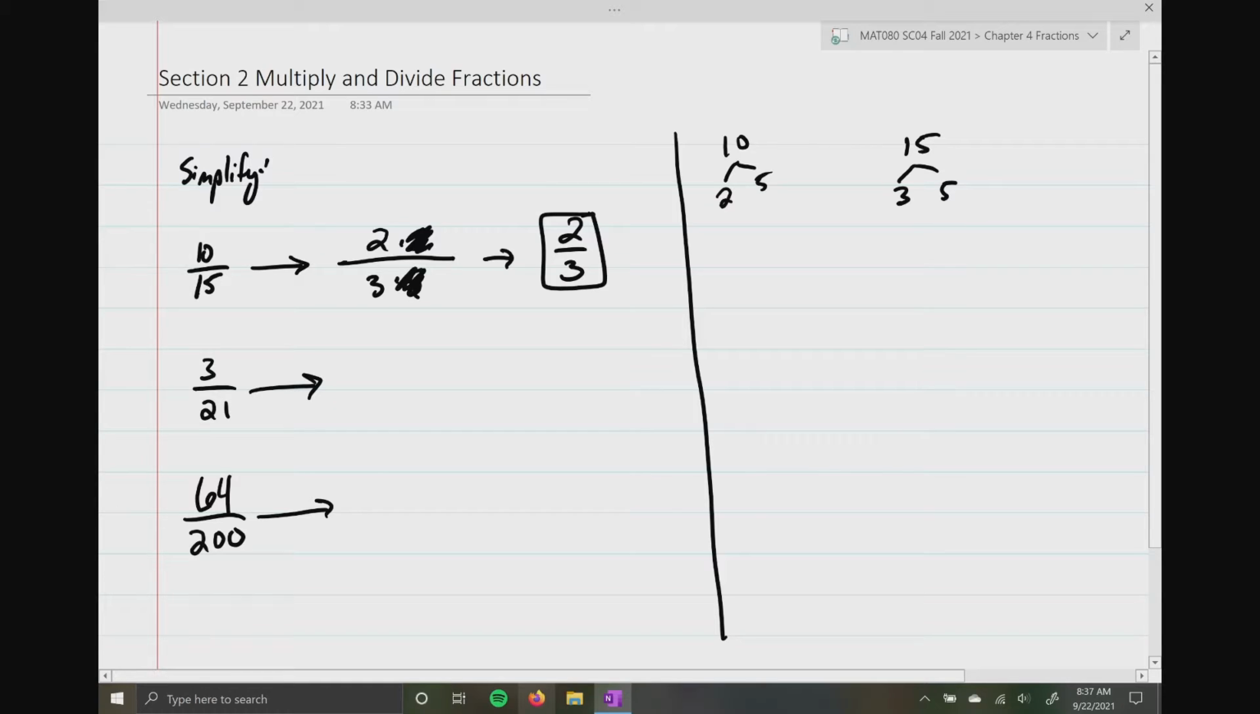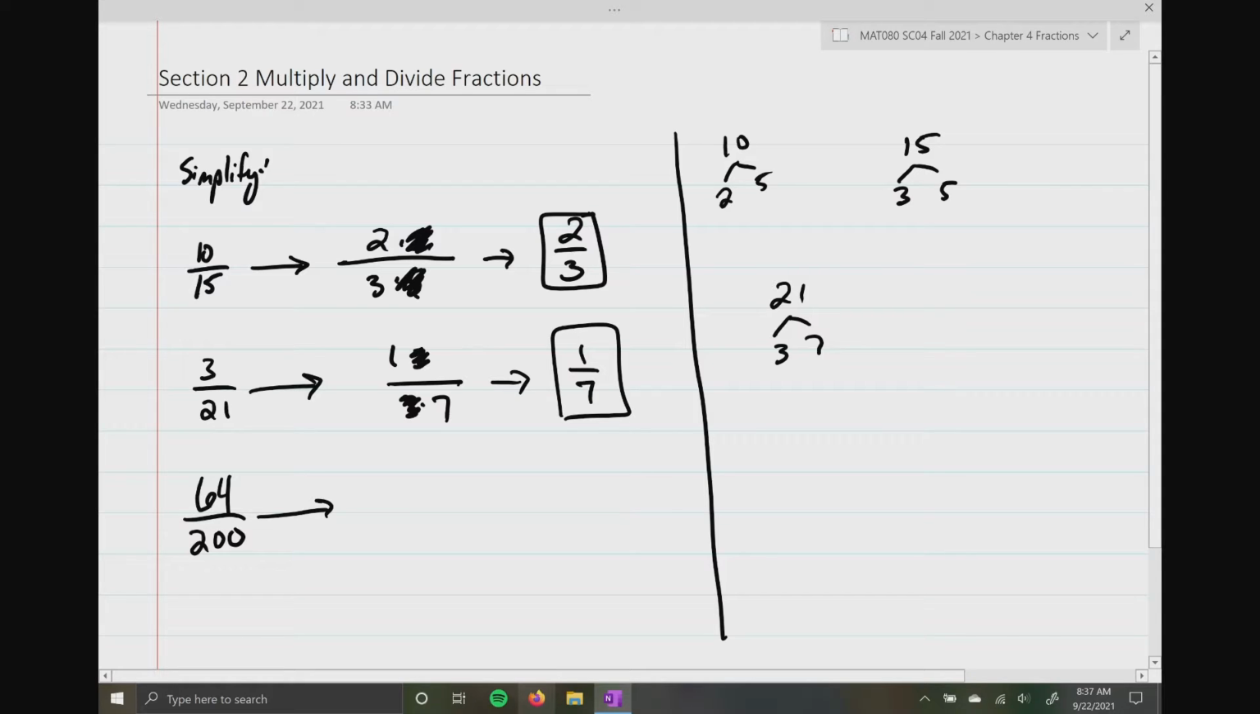Now I'm going to do 3 over 21. Well, 3 is prime. I don't have to worry about that. 21 is 3 times 7. So now I look in the numerator and denominator. I have a 3 at top and a 3 in the bottom. I know that turns into a 1. And if you cross everything out, regardless of whether it's in the numerator or denominator, just put a little 1, because there's still something there. It's a 1. So this turns out to be 1 over 7.